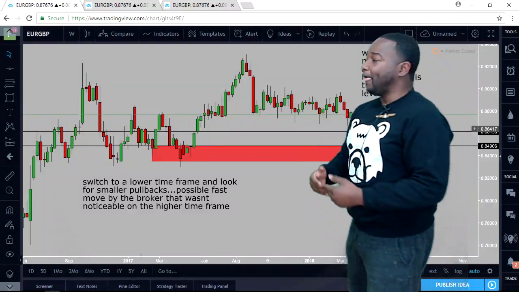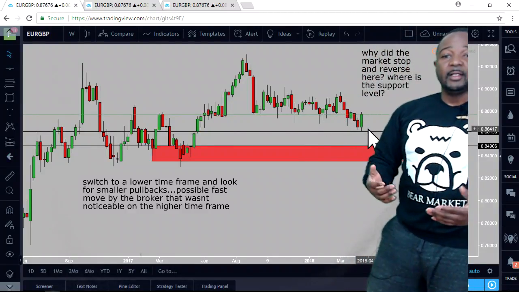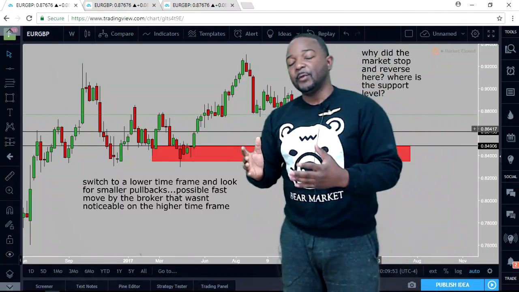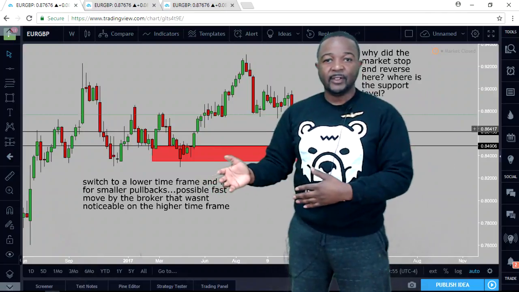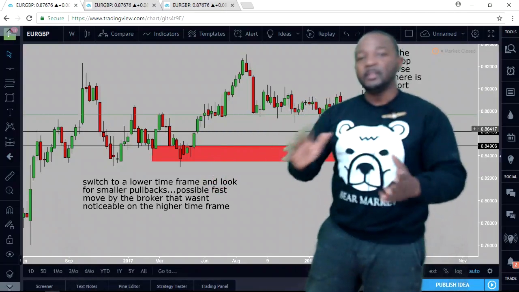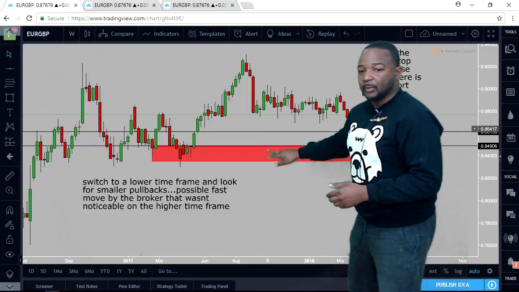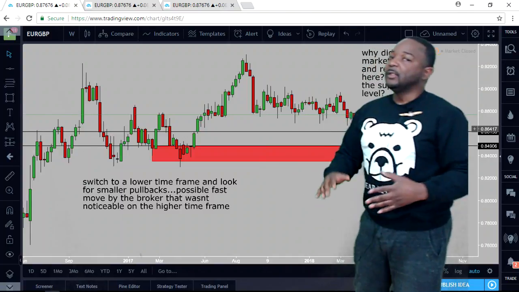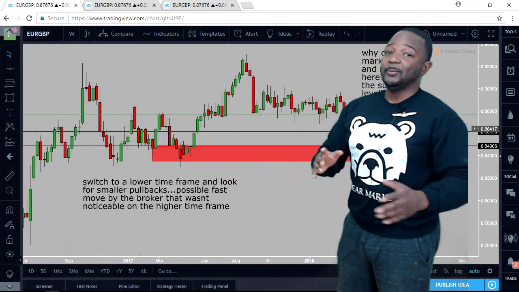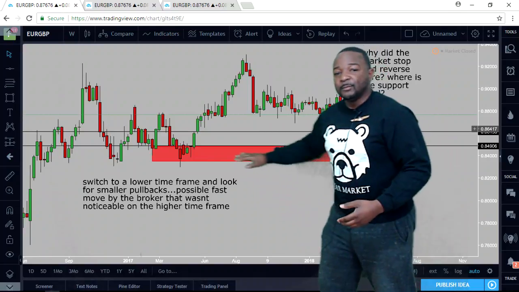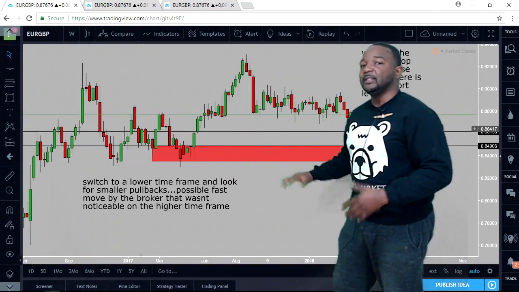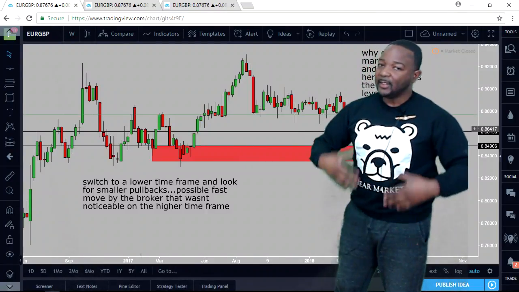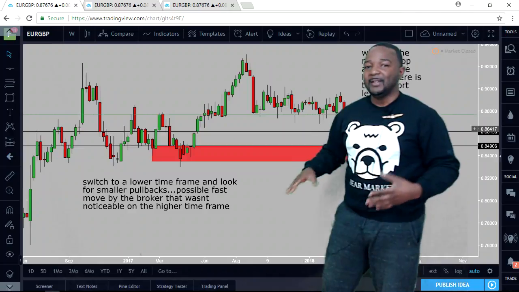Trust me, this happens a lot. A lot of these brokers like to do these fast moves, because a long-term trader on a higher time frame is not even looking for those fast moves. So that market went up and down with a nice spike back down right to that level. As a trader, that level was marked in the sand. You know that market was supposed to come down and hit that zone. A technical analyst knows that market was supposed to come back down.